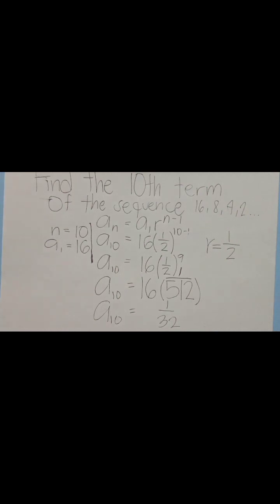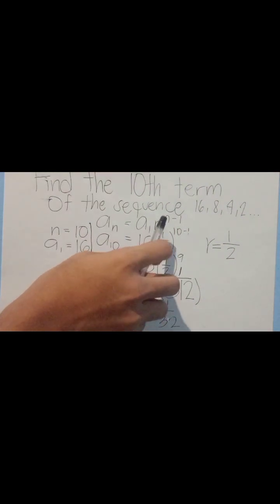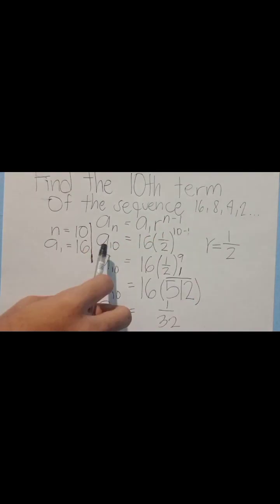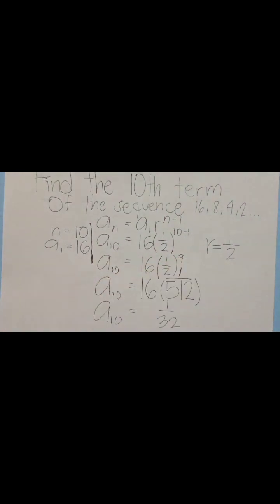So, this is basic substitution, guys. The n here, we will just substitute it with the value given. So, we have a sub n is equal to a sub 1 times r raised to n minus 1. The a sub n will be replaced with a sub 10 is equal to a sub 1, 16, times r, which is 1/2, raised to 10 minus 1.